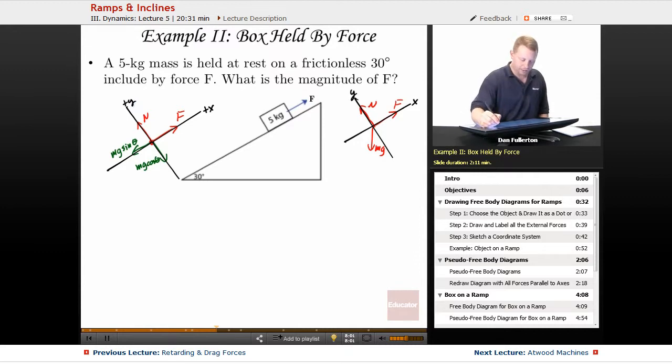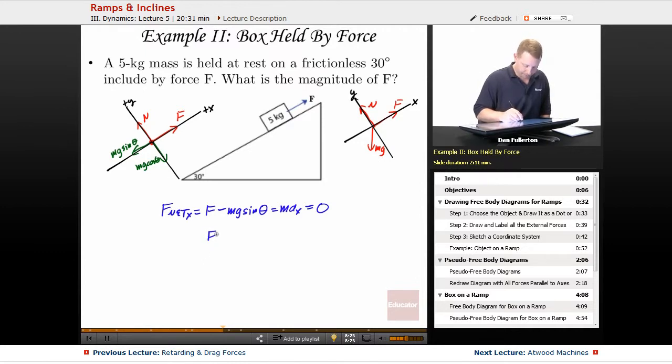So when we write our Newton's second law equation, let's start in the x. Net force in the x direction is going to be F minus mg sine theta, which is going to be equal to max, which, since acceleration is 0 because it's at rest, is all equal to 0. Therefore, F equals mg sine theta, which is going to be 5 kilograms times our g, 10 meters per second squared, times the sine of 30 degrees, which is 1/2. So half of 50 is going to be 25 newtons.